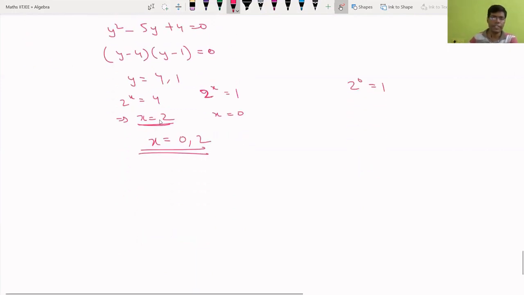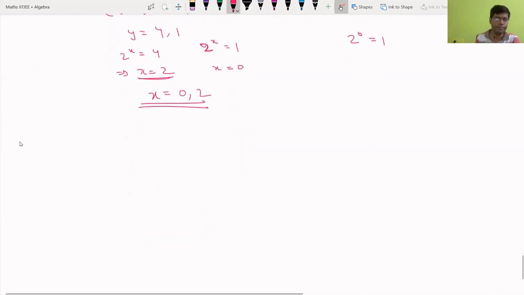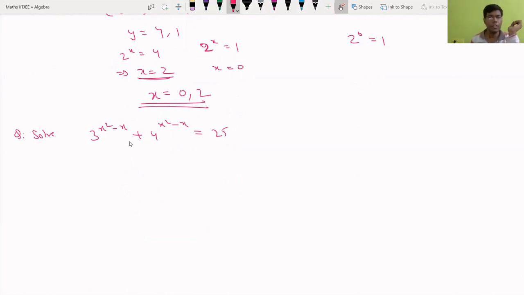Let's do another example based on this. Solve 3 power x square minus x plus 4 power x square minus x is equal to 25. Okay. So here we have 3 power x square minus x and 4 power x square minus x. On the other side we have 25, right?